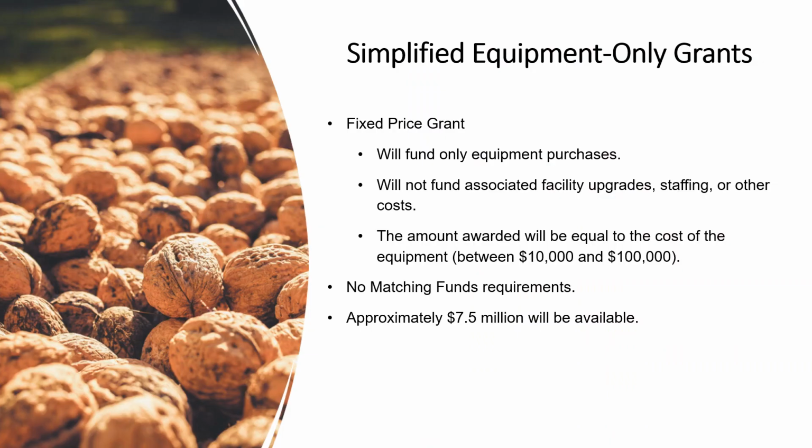There are 2 tracks for RFSI funding. Simplified equipment-only grants are fixed-price grants, meaning this track will fund only equipment purchases and not associated facility upgrades, staffing, or other costs. And the amount awarded will be equal to the cost of the equipment, between $10,000 and $100,000. Matching funds are not required for equipment-only grants. Approximately $7.5 million will be available for this option.